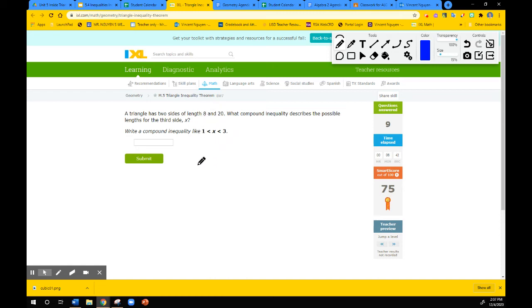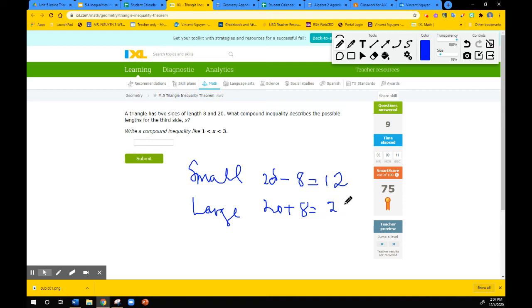Remember, to find the small value, we subtract. So we do 20 minus 8, which is 12. The smallest value is 12, but it cannot equal 12. The large value, we add. So we add 20 plus 8, which is 28. The largest value that this could ever get is 28, but not equal to 28. So 27.999 would work, but not 28.